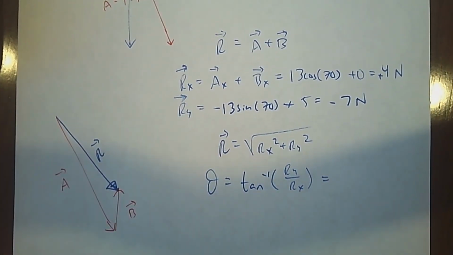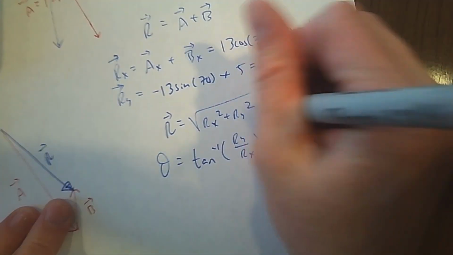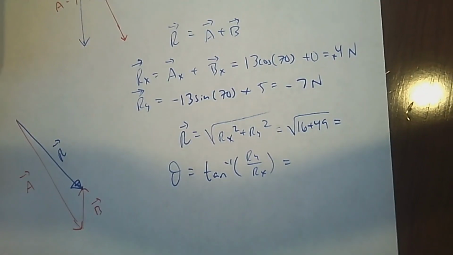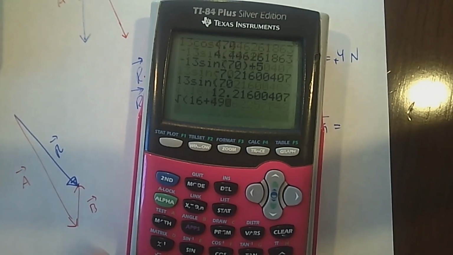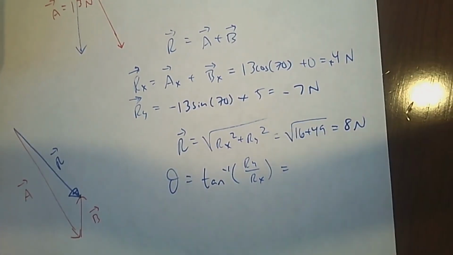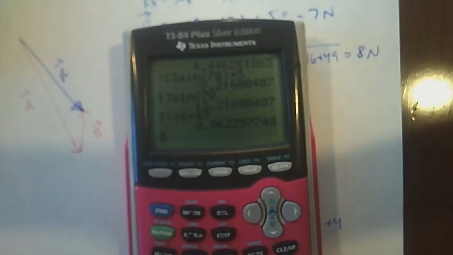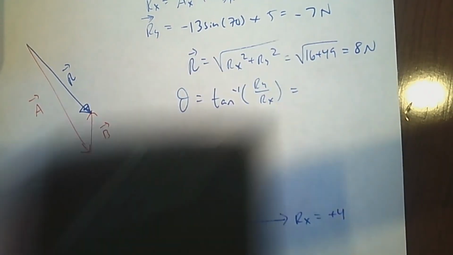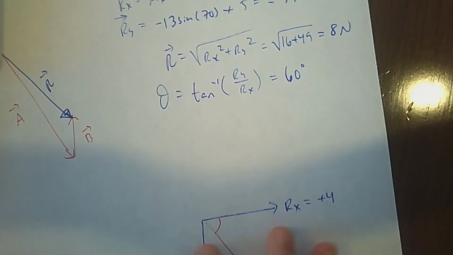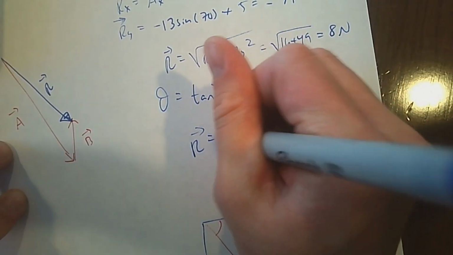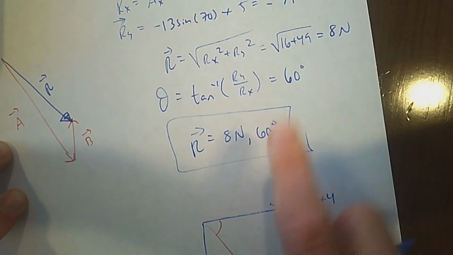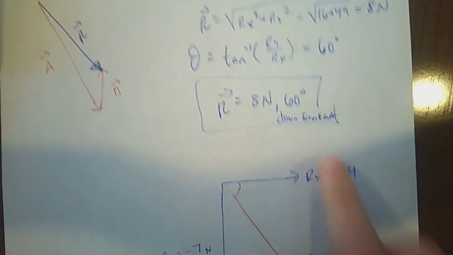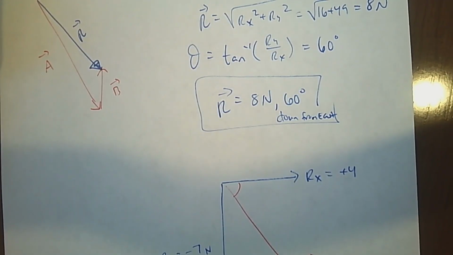All right, so the square root of 16 plus 49, that's 4 squared plus 7 squared, is 8. And the direction, inverse tangent of 7 over 4, is 60 degrees. So my resultant vector is 8 newtons at an angle of 60 degrees. And that's 60 degrees down from east. I should have put that in there. Good work.